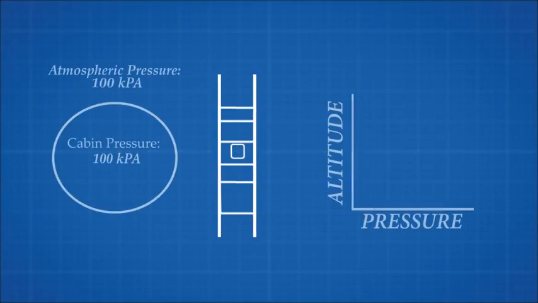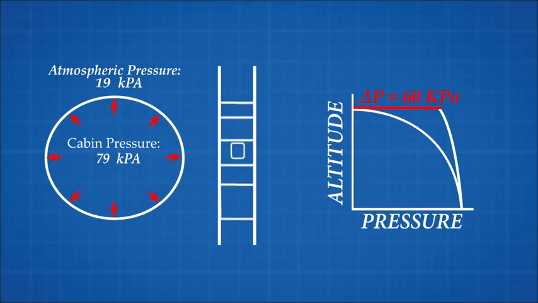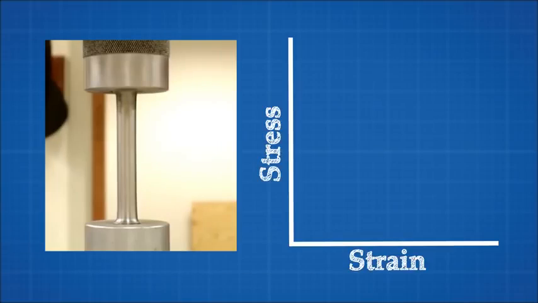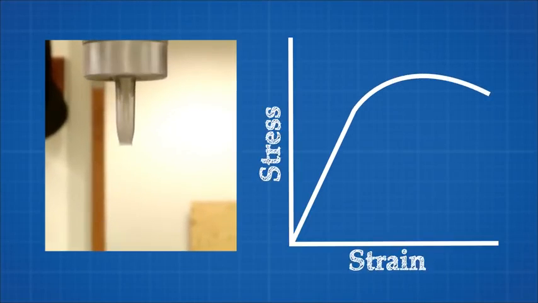As a plane increases in altitude, the external atmospheric pressure lowers more than the internal cabin pressure. This creates a pressure difference between the inside and outside of the plane, causing the plane to expand ever so slightly. When a material changes shape like this, stress is created in the material. As the material is stretched more and more, the stress begins to rise. Eventually, the stress can rise so high that the material breaks.